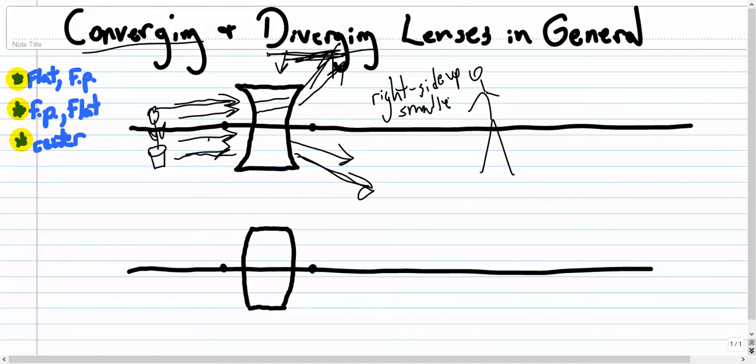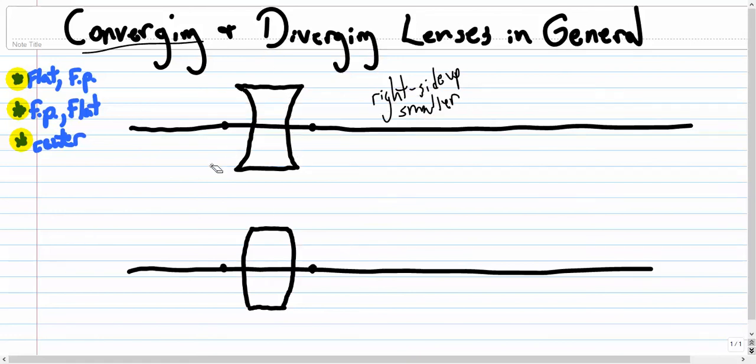Why? It has to be smaller because this amount of light from here to here, top to bottom, goes into this lens, and when it comes out, it gets spread out over this much area. So the light that reaches your eye comes from a smaller area. That makes the object look smaller.